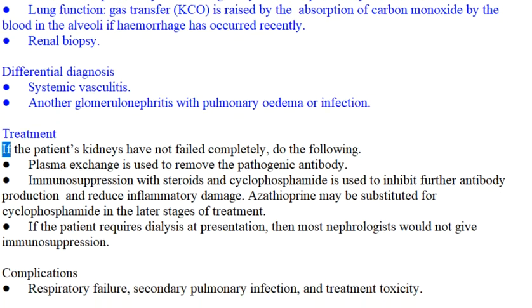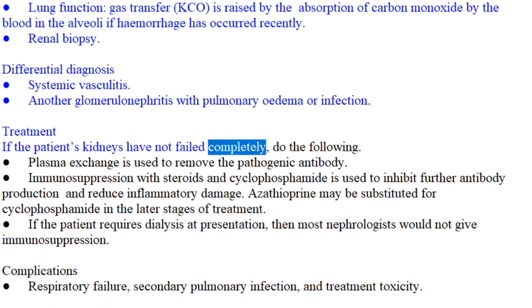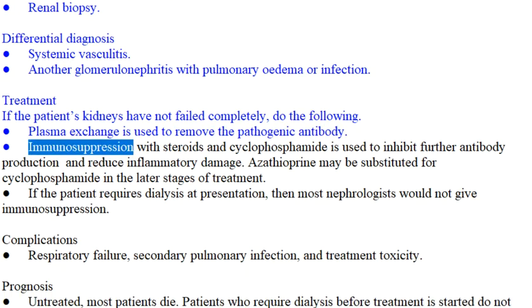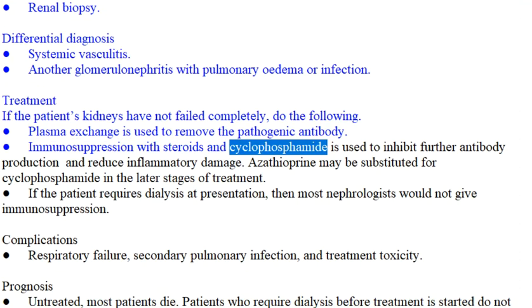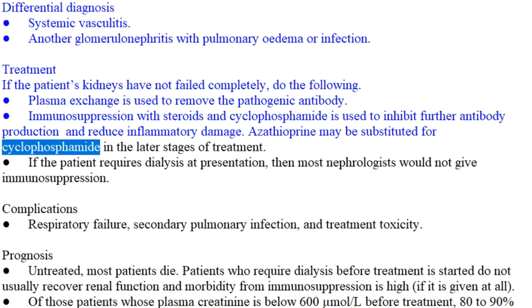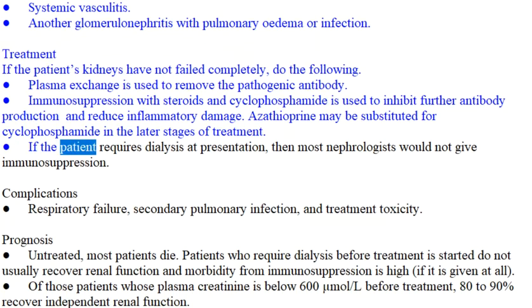Treatment. If the patient's kidneys have not failed completely, do the following. Plasma exchange is used to remove the pathogenic antibody. Immunosuppression with steroids and cyclophosphamide is used to inhibit further antibody production and reduce inflammatory damage. Azathioprine may be substituted for cyclophosphamide in the later stages of treatment. If the patient requires dialysis at presentation, then most nephrologists would not give immunosuppression.